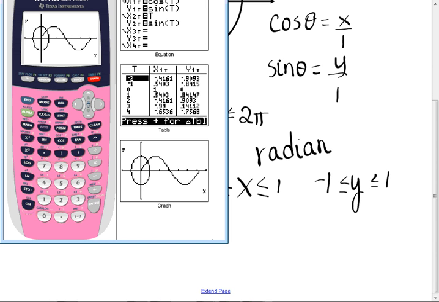Oh, they give me my table. They don't give me my window. Okay. There's my window. 0 to 2 pi. The x's go all the way out. You have to get out to 2 pi. So I would have just typed in 2 pi. It doesn't matter.